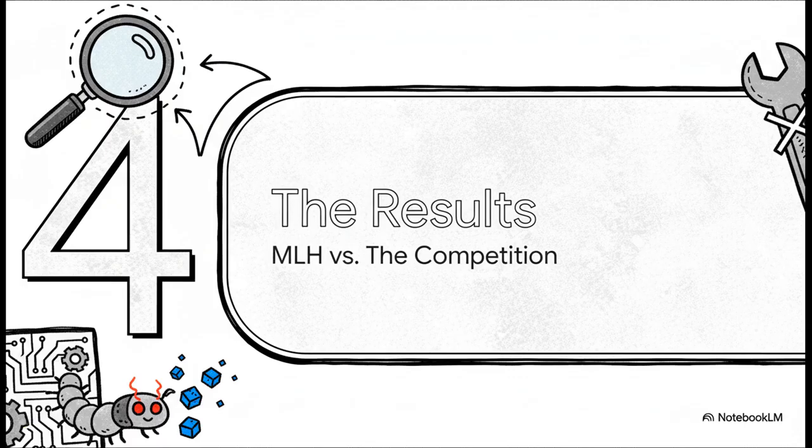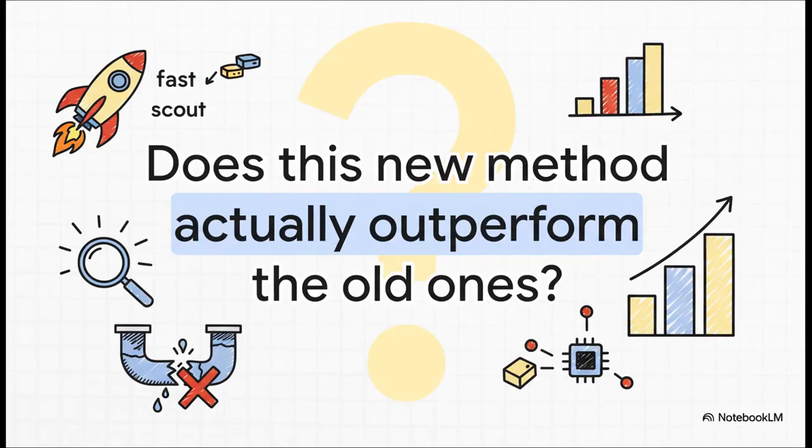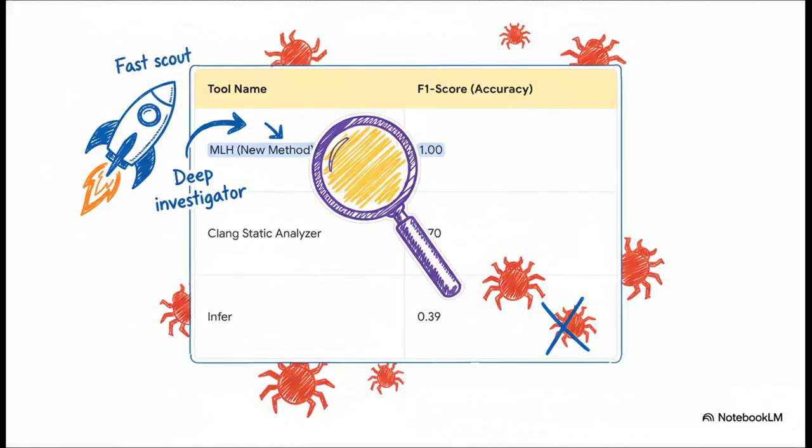A perfect team. But a good detective and a good scientist needs proof, hard evidence. So the real question is, how does this new method actually perform when you put it up against the old ways of doing things? Well, let's take a look. The researchers who developed this built a tool called MLH, which stands for Memory Leak Hunter, and they put it head-to-head against some of the big, established tools in a standardized test. And the results? They're pretty stunning.